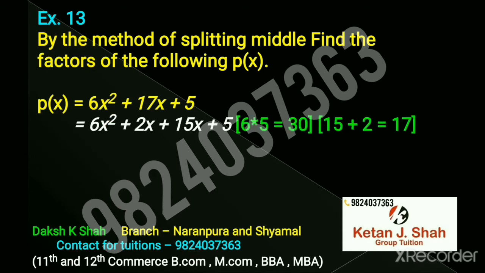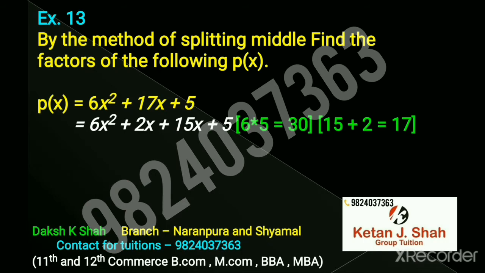So what you need to do is multiply the coefficients of the first and the last term. So 6 fives are 30. Here I have given it in the bracket. 6 fives are 30. Now this is the tricky part. 17x. What you need to do is make two parts of 17x in such a way that the addition of the two terms is 17 and the multiplication of those two terms is 30, because 6 into 5 equals 30.